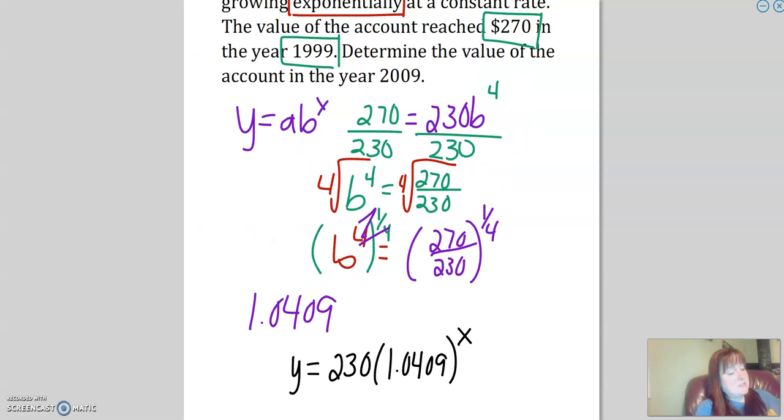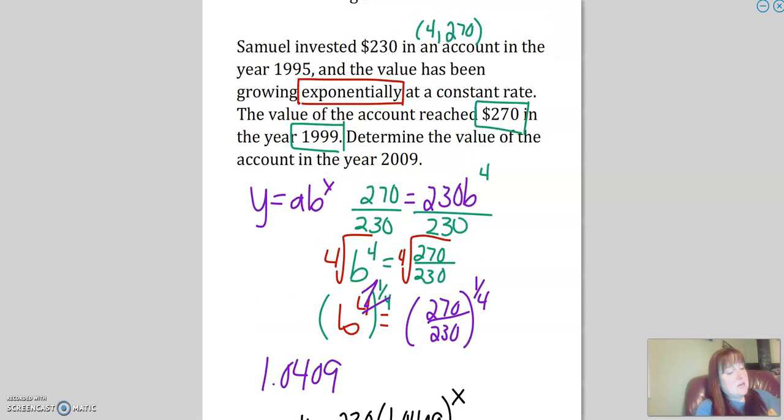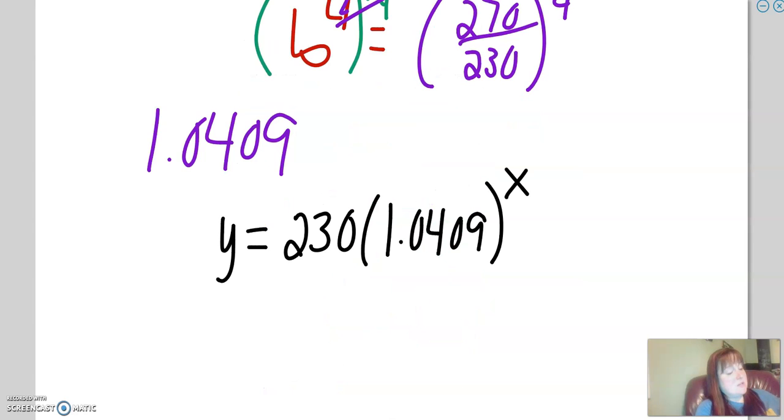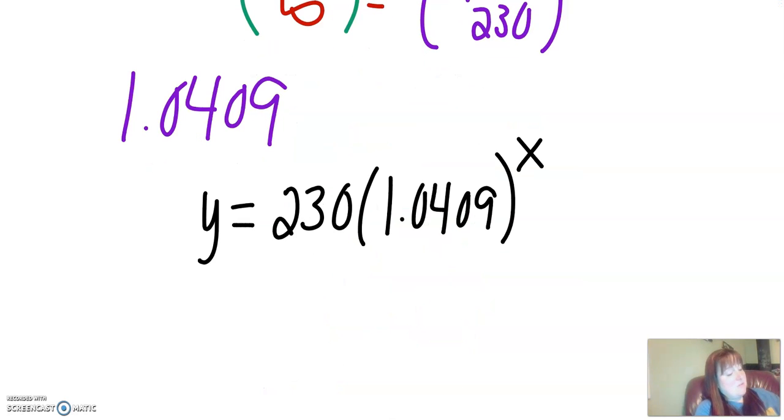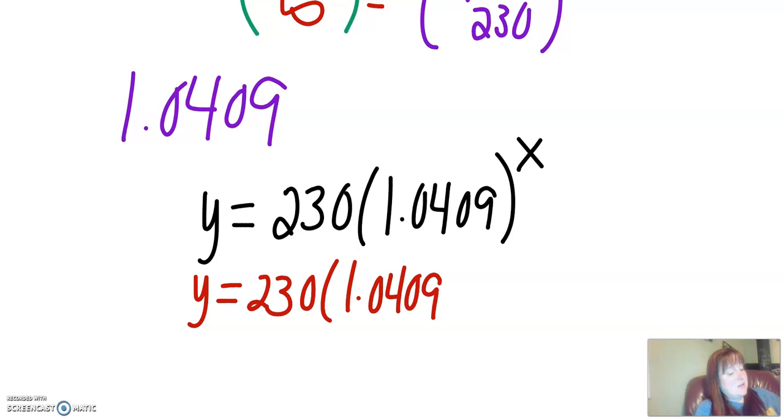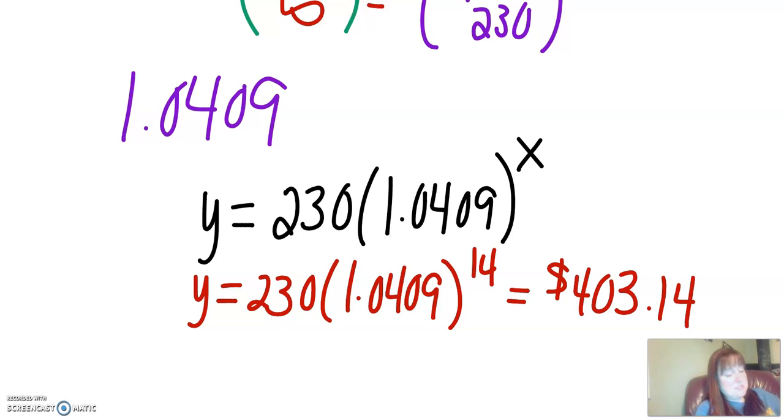Okay, so now the question asked, what's the value of the account in 2009? So that's going to be 14 years from when we started, right? So let's plug in 14 for x. And we've got y equals 230 times 1.0409 to the 14th. And I'm going to take the number that's already in my calculator, raise it to the 14th, and multiply it by 230. And we're going to get $403.14. So he's going to have $403.14. All right, so I'll be back for another video with some more examples.